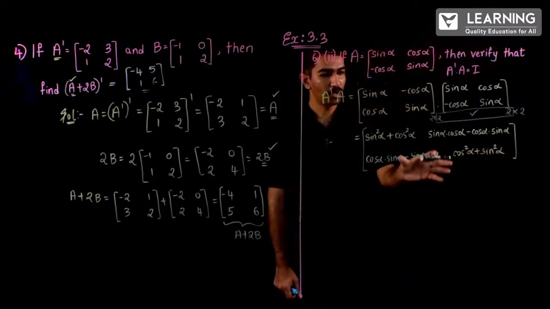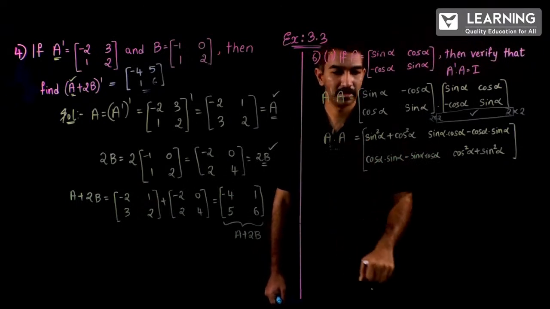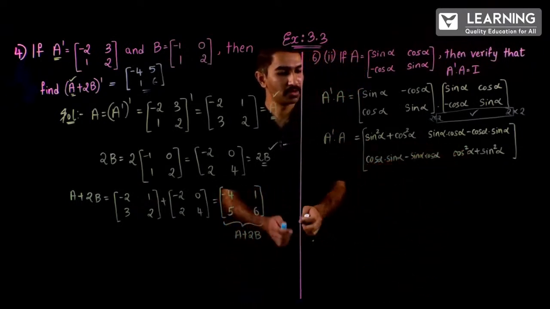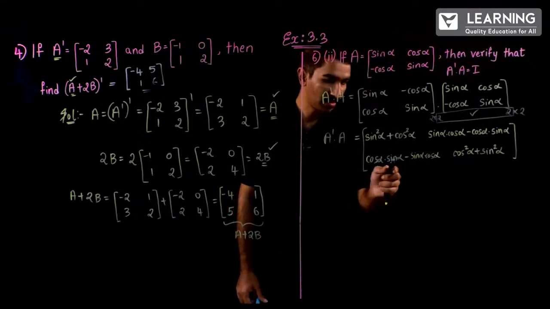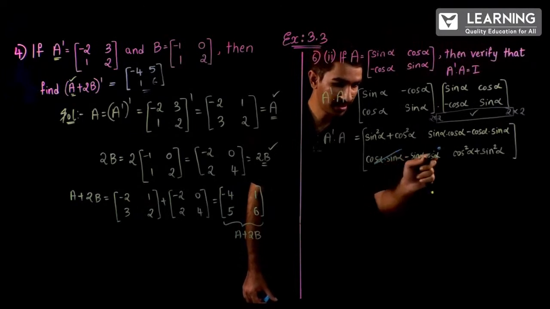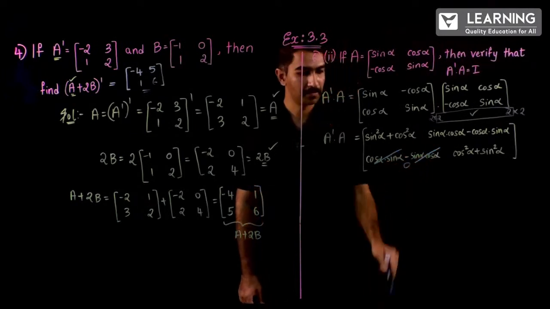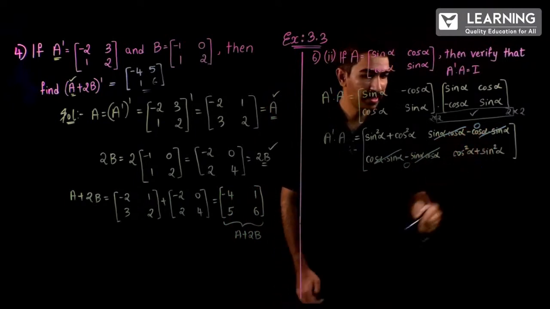Okay, so what is this? This is our A dash into A. This is our matrix product. Is this equal to I now? So here what will happen? Plus sin alpha cos alpha and minus sin alpha into cos alpha, these both will get cancelled. Here we'll be writing 0. Plus and minus, same thing here. These both will get cancelled. Here we'll be writing 0.